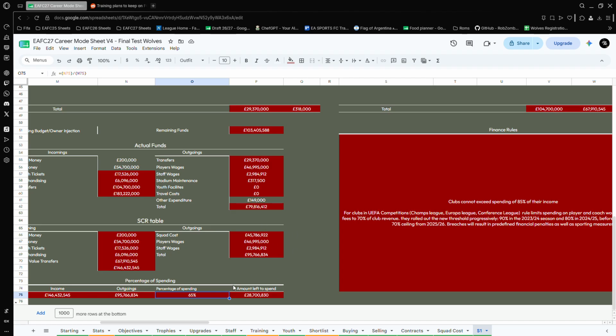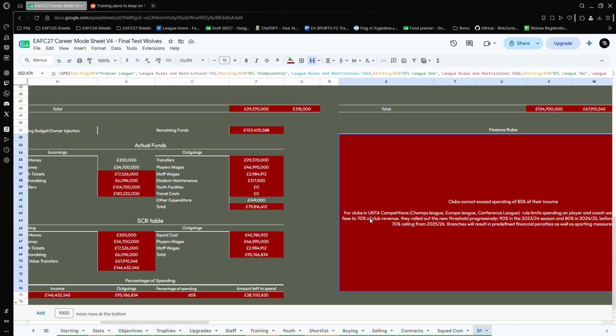I've got wiggle room to spend, and it actually tells me how much I can spend, which is 28 million. But as I said, with squad cost, you don't look at the transfer fee. You look at how much it's going to add to your squad cost for the season instead, and that's what's going to give you the how much. So that's basically your budget, but that also includes wages as well.